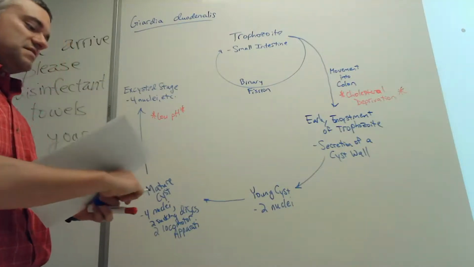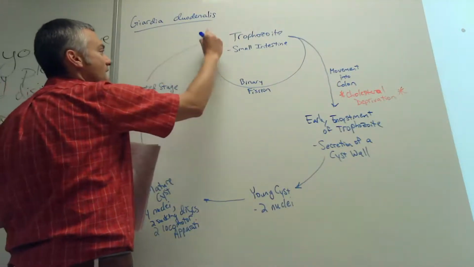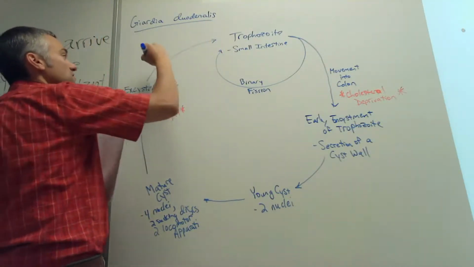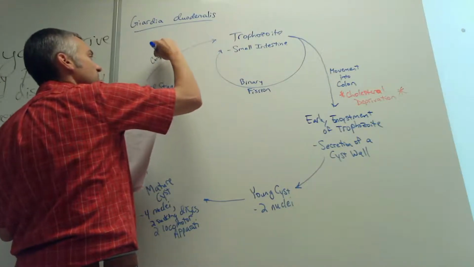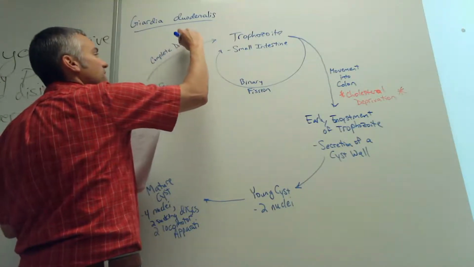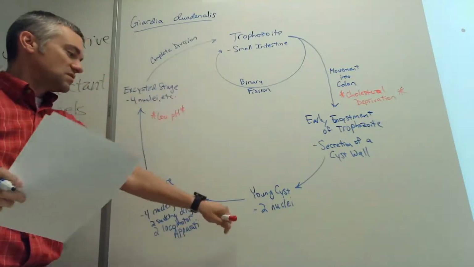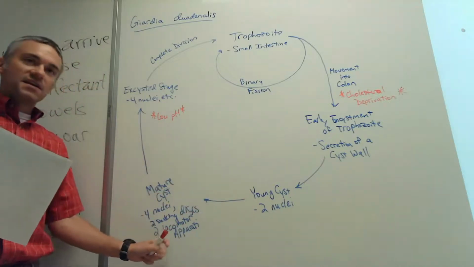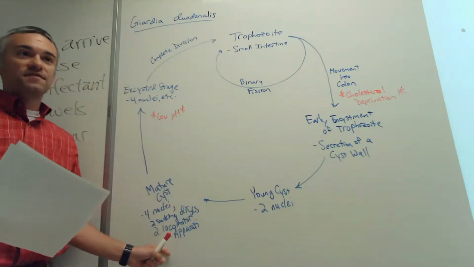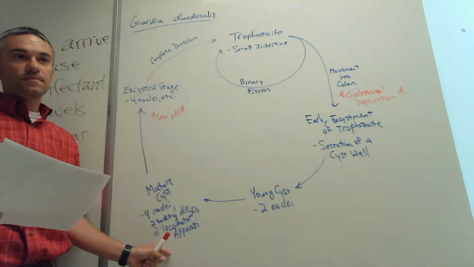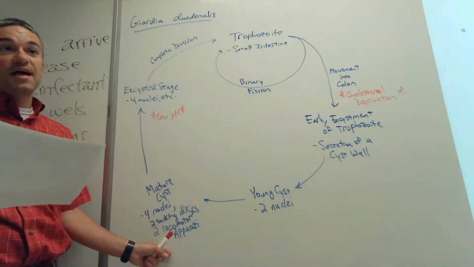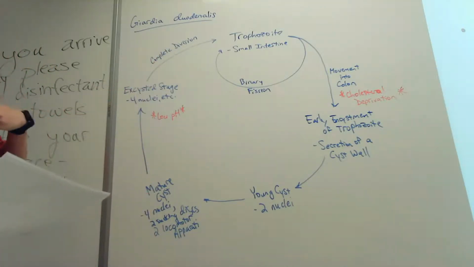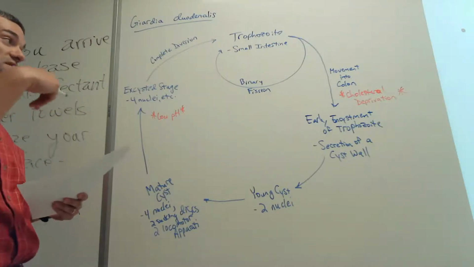Once it excysts, then, and only then, will we have the end of our division. So division happens in our cyst. We go from our young cyst that has 2 nuclei. We're dividing to get to the mature cyst, but we haven't finished dividing. That end process doesn't happen until we get out of that cyst, inside our host. And then we just continue replicating.